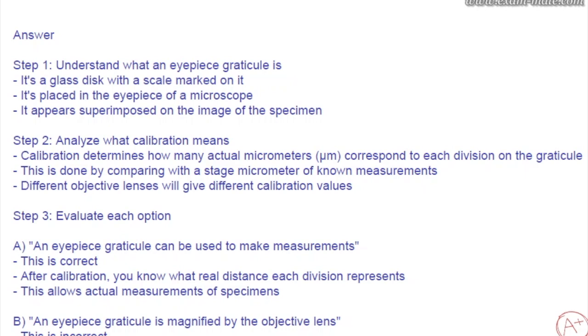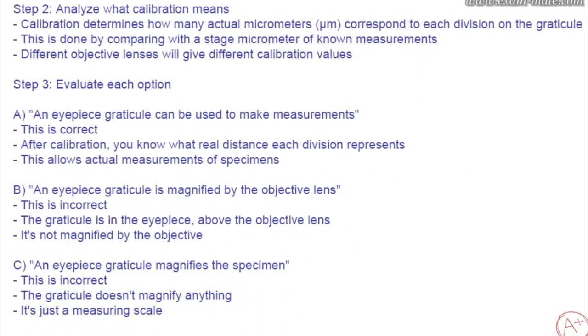Step 2. Analyze what calibration means. Calibration determines how many actual micrometers, μm, correspond to each division on the graticule. This is done by comparing with a stage micrometer of known measurements. Different objective lenses will give different calibration values.